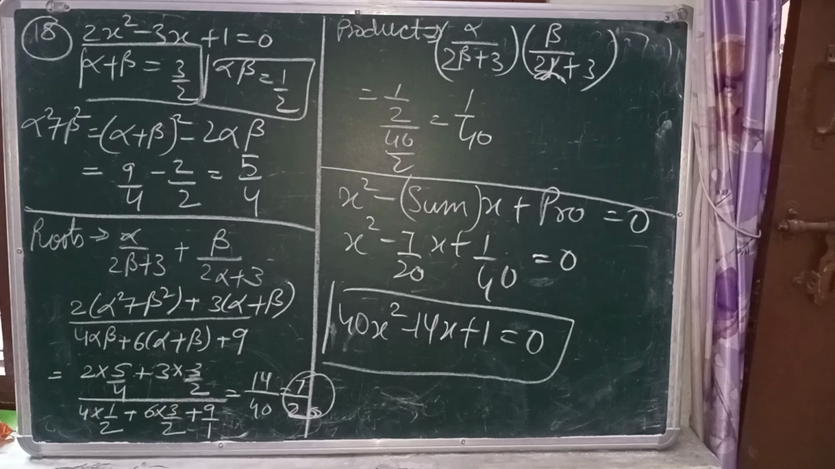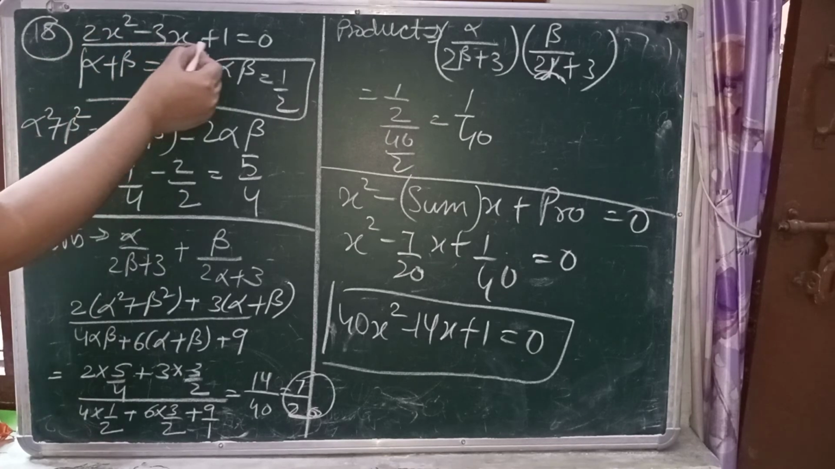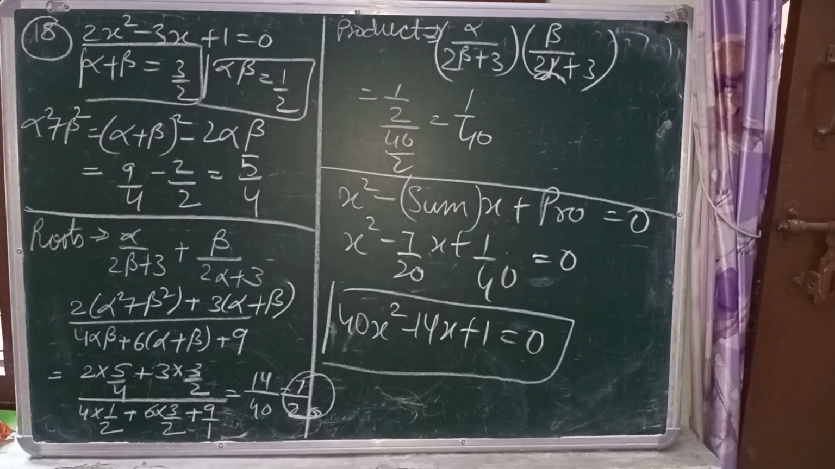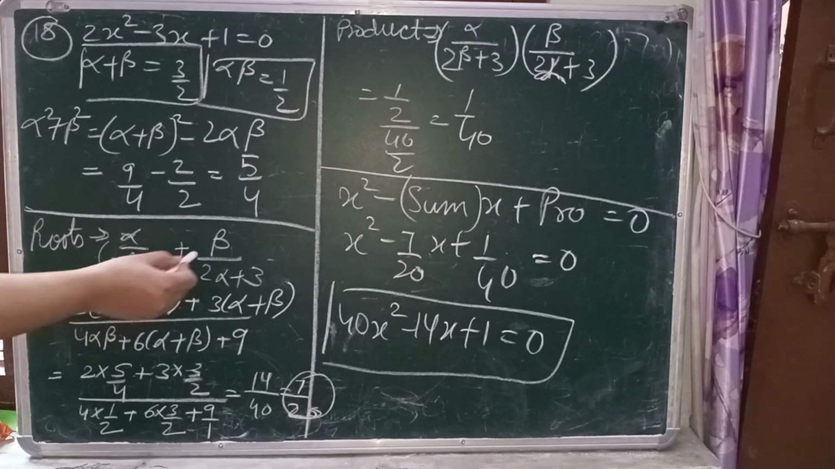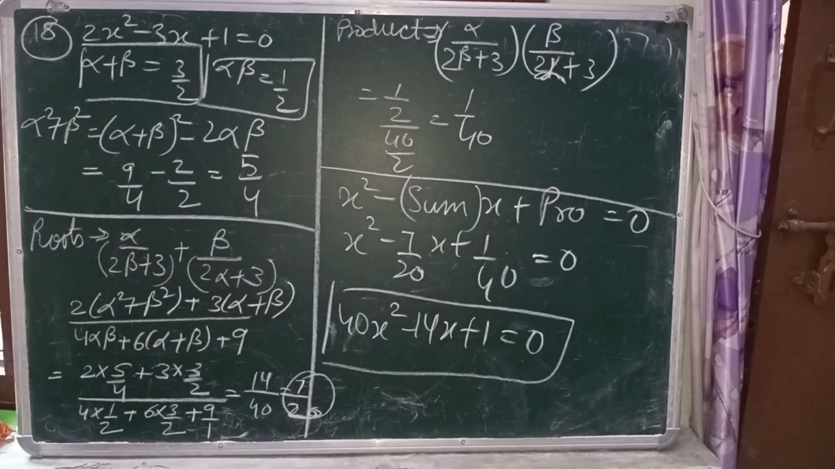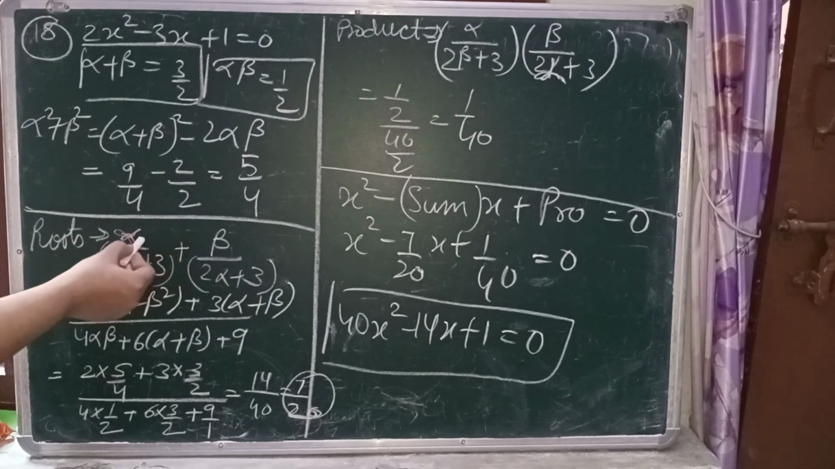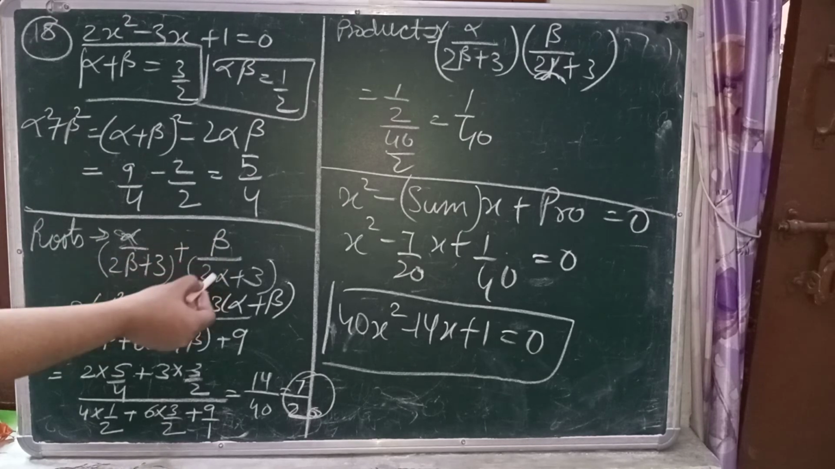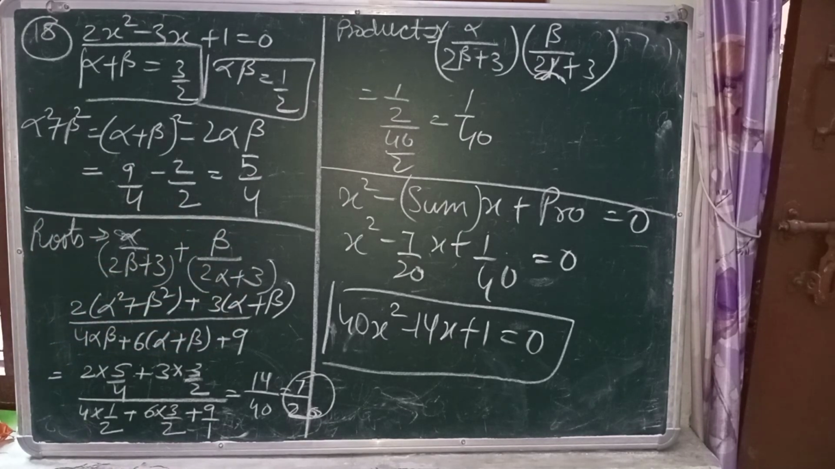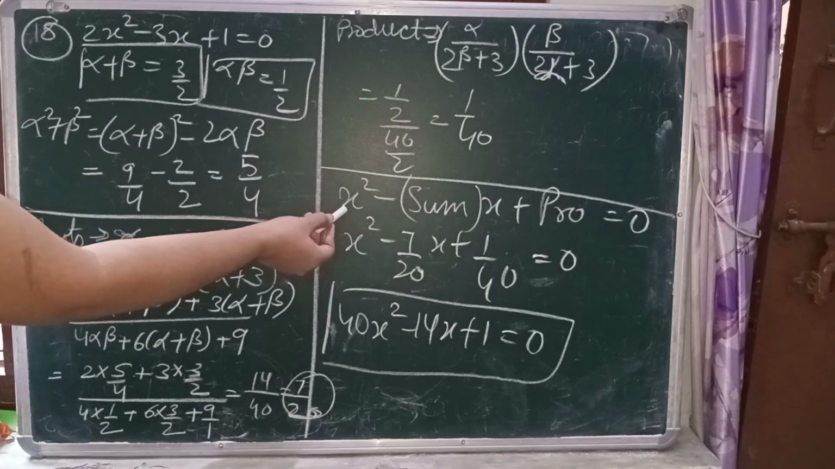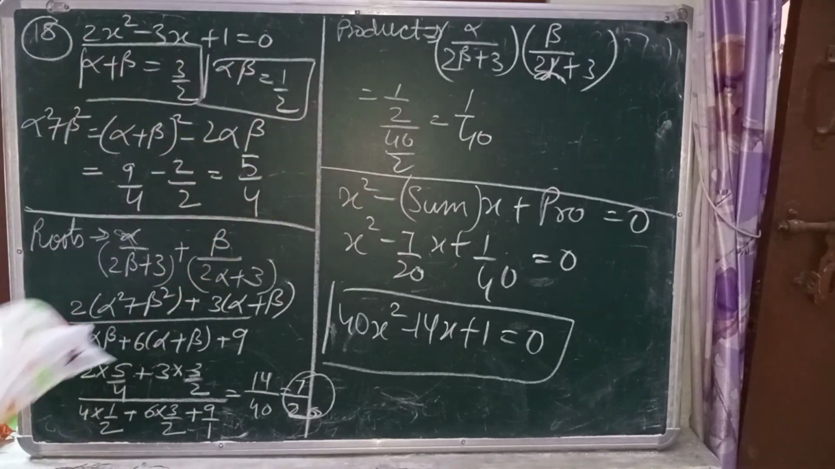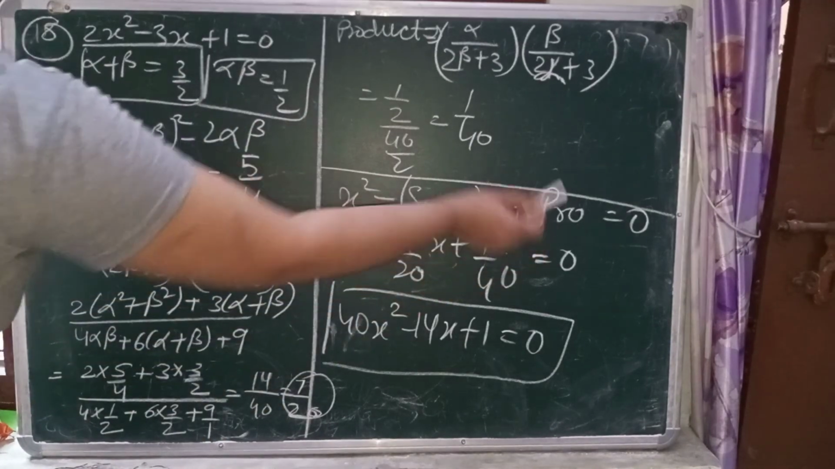Here I have done question number 18 for you, so please pay attention. The quadratic equation given was 2x square minus 3x plus 1 equal to 0. They are asking for the quadratic equation whose roots are alpha upon 2 beta plus 3 and beta upon 2 alpha plus 3. So the point is, for making that quadratic equation we need to find out the sum of the roots and the product of the roots.